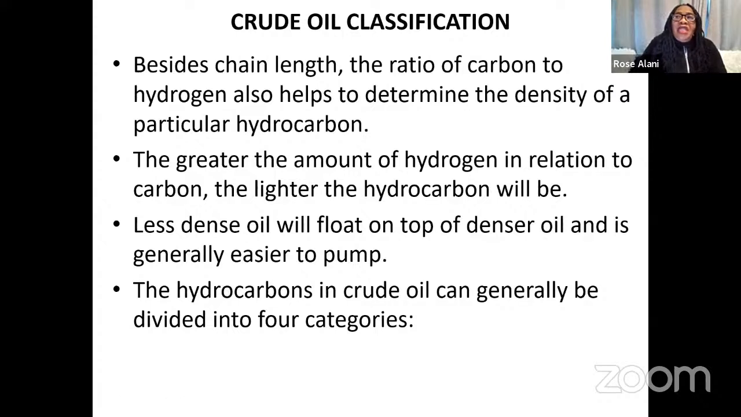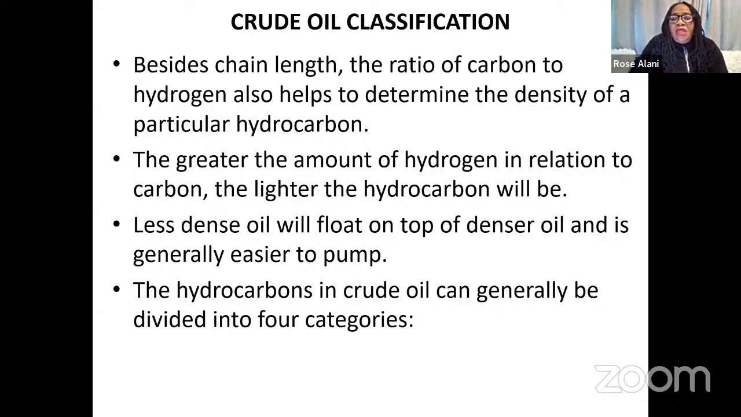So besides chain length, the ratio of carbon to hydrogen also helps to determine the density of a particular hydrocarbon. The greater the amount of hydrogen in relation to carbon, the lighter the hydrocarbon will be. The less dense oil will float on top of denser oil, and it's generally easier to pump. So the less dense oil will come out first when it is pumped. The heavier ones stay below.